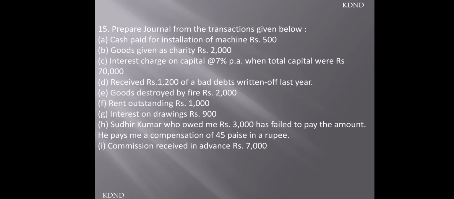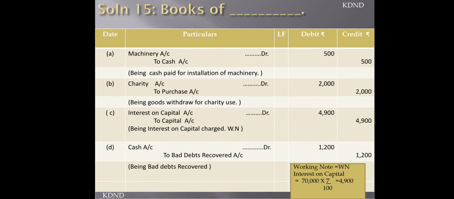Next entry: goods given as charity. Here we are giving the goods on the basis of charity. Charity is an expense, and we are giving goods at the book value, or you can say cost value. So it will be to purchase. You can see charity account debit to purchase.